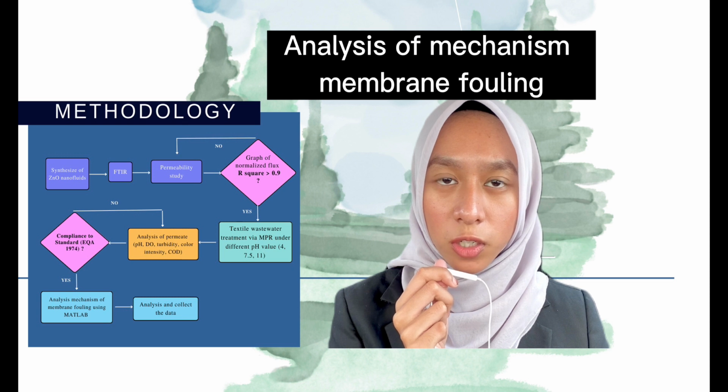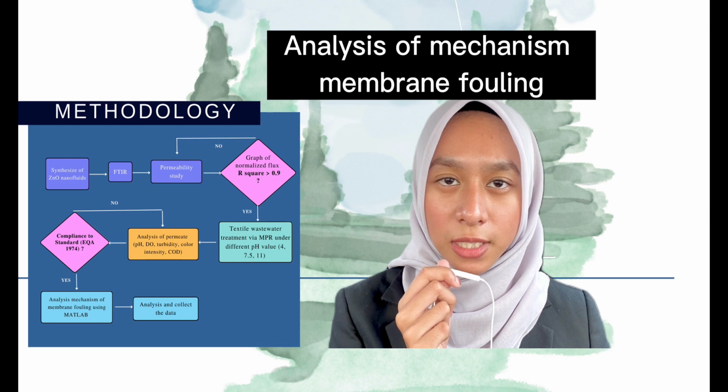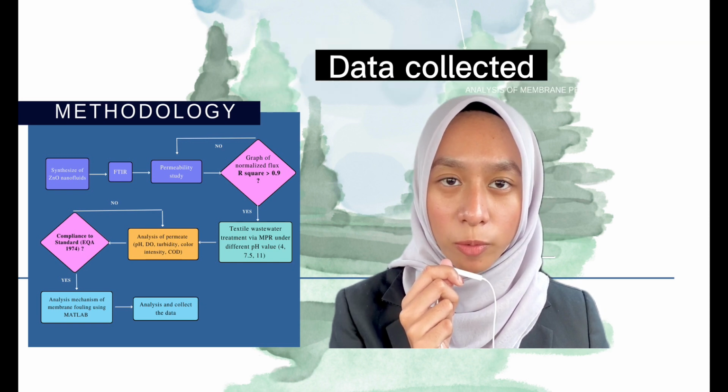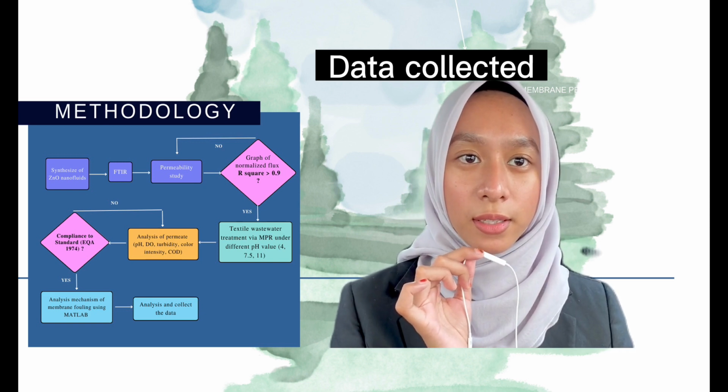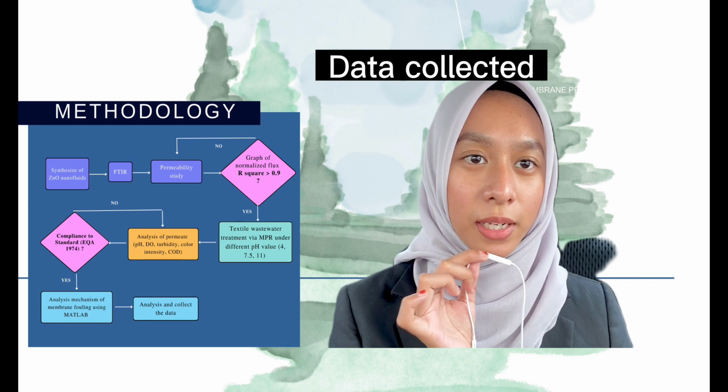The blocking filtration law was employed to identify the mechanism of membrane fouling during membrane filtration of textile wastewater, which are complete blocking, standard blocking, intermediate blocking, and cake formation. Then the data was collected and recorded in the table.